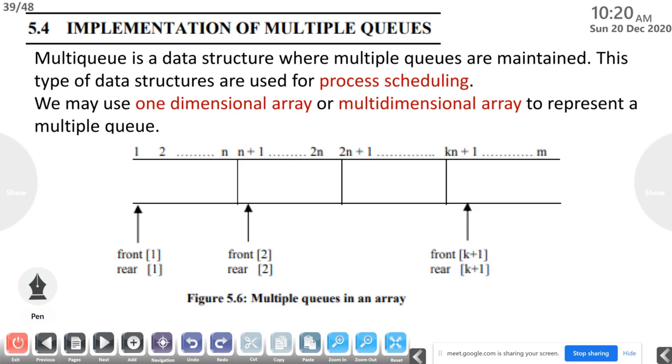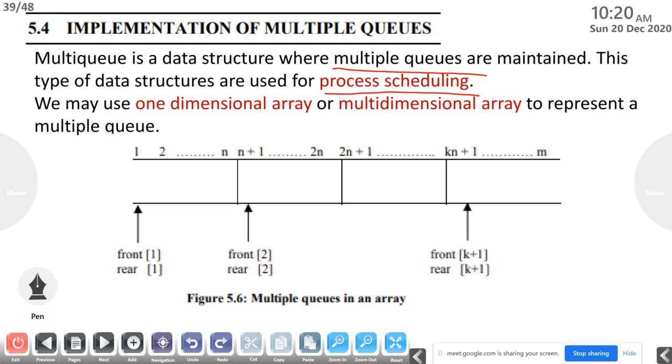We may use a one-dimensional array or a multi-dimensional array to represent multiple queues. So here also we are using arrays. How is it possible to use a one-dimensional array for representing multiple queues? Here we can see 1, 2, 3, 4 up to n. We are dividing a big array into different parts. This is the first part, starting from 1 to n.